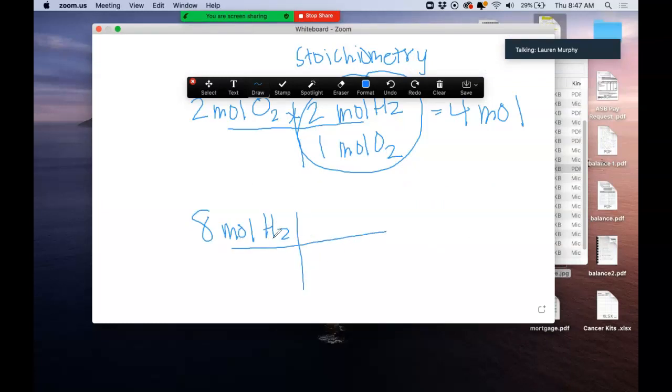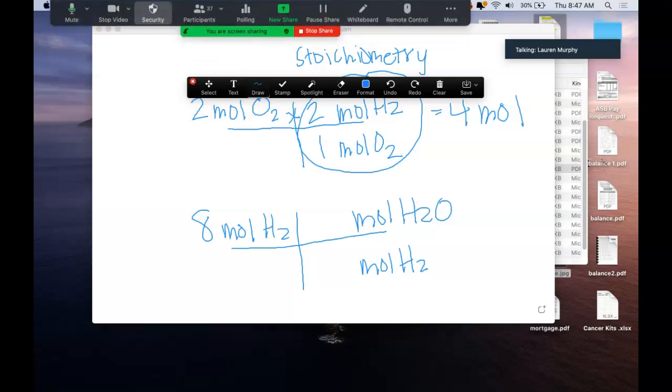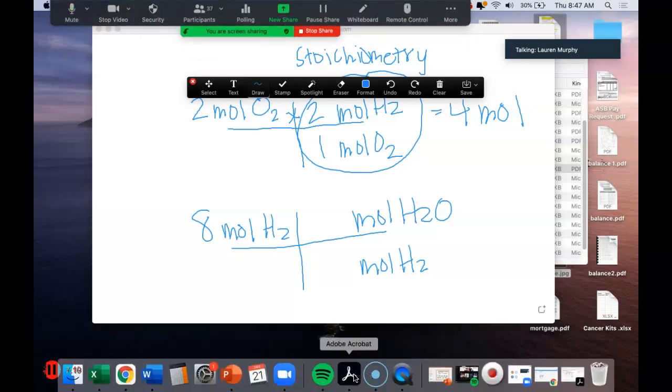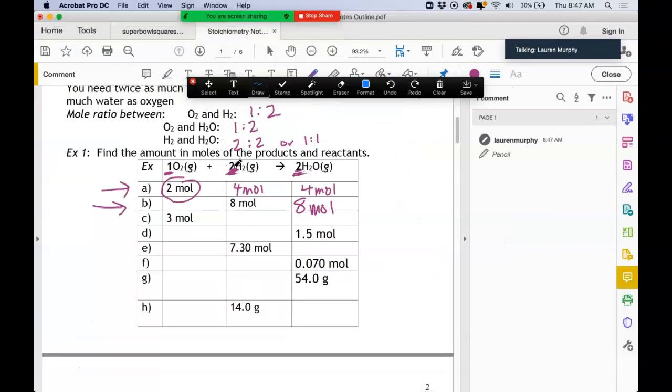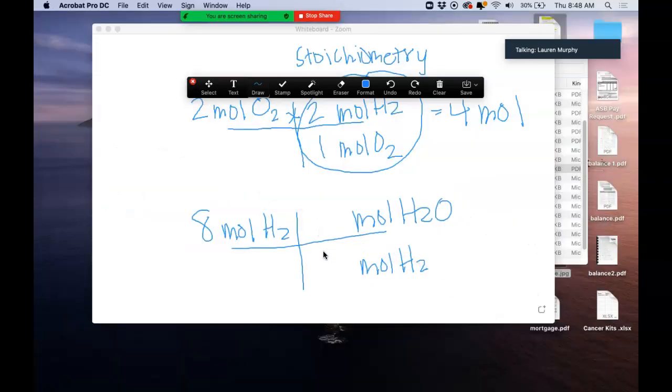I set up my dimensional analysis. The thing I don't want anymore is the hydrogen gas, and the thing I do want is the water. Mole to mole ratios. This is stoichiometry. I'm jumping from hydrogen to water in the chemical reaction. So let's look. For every 2 moles of hydrogen that react, 2 moles of water are produced. 8 times 2 is 16, divided by 2 is 8. Okay.